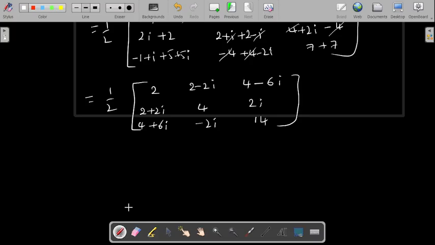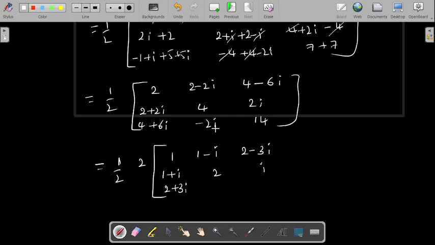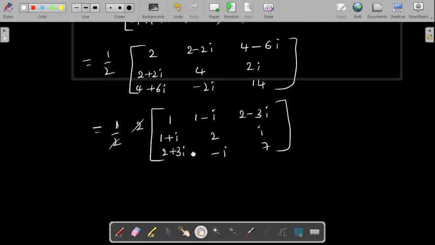So now you can take 2 common. So 1 by 2 times 2 into, 2 common from all elements, 1, 1 minus I, 2 minus 3I, 1 plus I, 2I, 2 common, 2 plus 3I, 2 common, minus I, 7. So these two get cancelled.